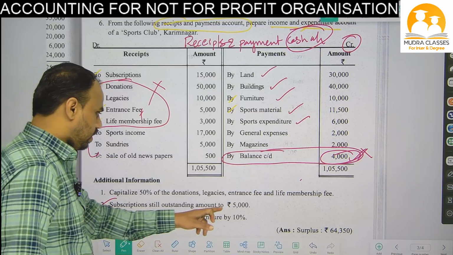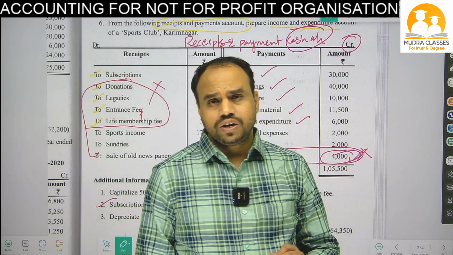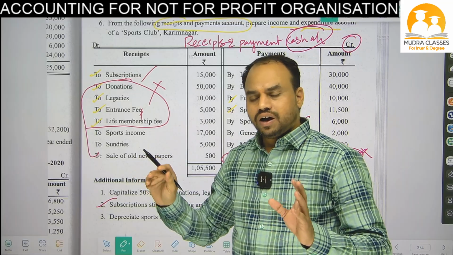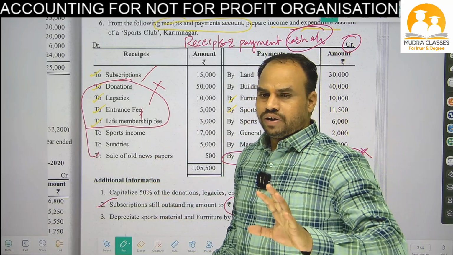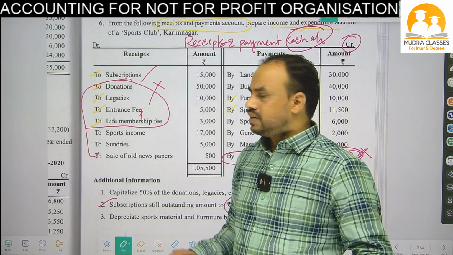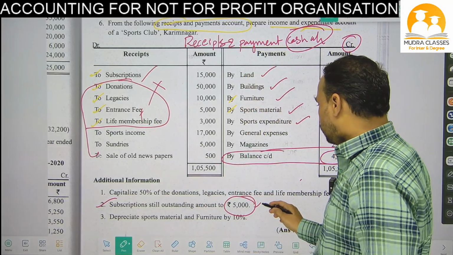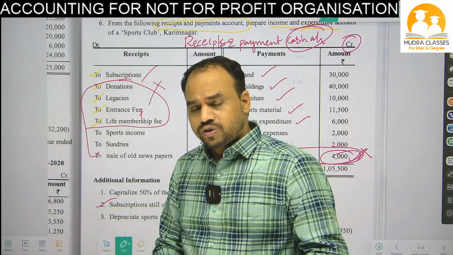Subscription still outstanding amount 5000 rupees. What is the meaning of subscription still outstanding? Actually, what is the meaning of subscription? Every month organization members are paying to the organization. This is the main source of income. So one person is liable to pay 5000 rupees but has not paid. Even though that person has not paid, that belongs to the current year.